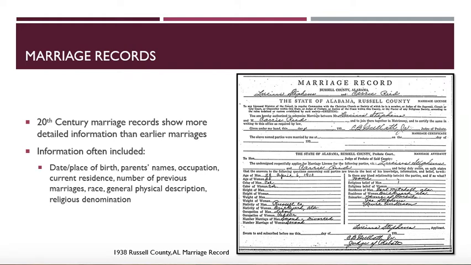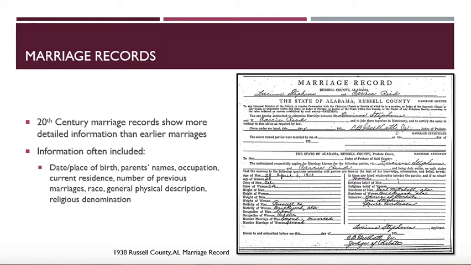Marriage records. 20th century marriage records show more detailed information than earlier marriages. They can include date, place of birth, name of parents, occupation, current residence, number of previous marriages, race, general physical description, and even religious denomination.